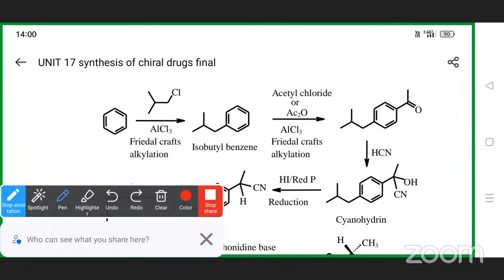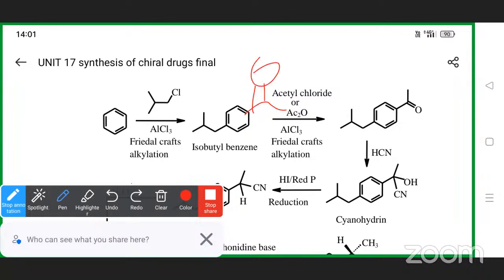Further, upon doing the acetylation reaction, it again involves a Friedel-Crafts acylation. So here it is acylation, not alkylation. Generally, some mistake is there, so you can see that it's not alkylation here. Friedel-Crafts acylation reaction with acetic anhydride, where the acetyl group is going to substitute at the para position of this benzene. So at the para position the acetyl substitution is taking place.